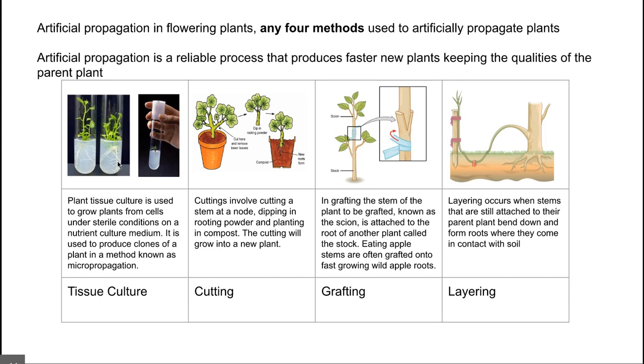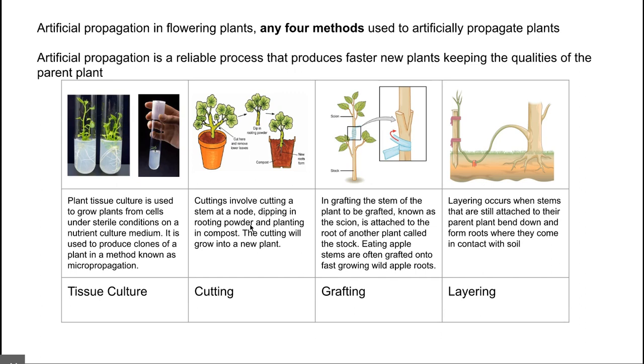This might be used to propagate plants that are difficult to grow, plants that have a very long life cycle. So it could be used to propagate rare plants. In cuttings, it's quite simple. There's a plant, you cut a piece of the stem from the plant. If you cut at a node, this is an area where leaves come from the stem. Nodes are areas of the stem where there's a lot of meristematic activity. There's a lot of cells that are dividing. So you tend to have new growth possible when you cut at a node.